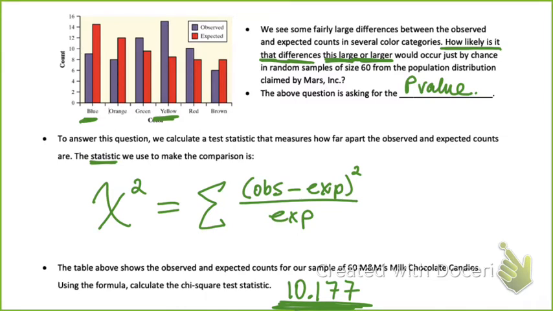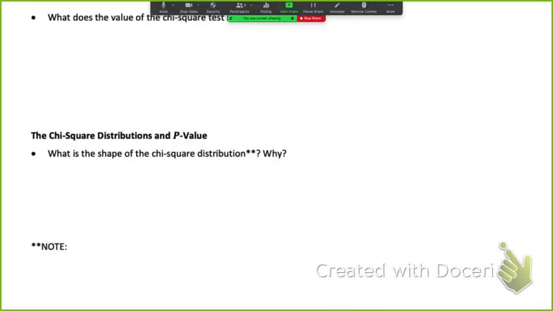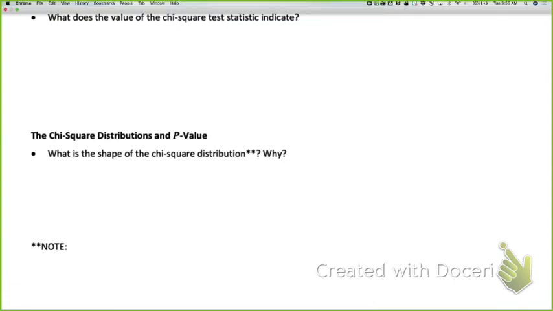Chi-squared is not a normal distribution. Oh my gosh. What are we going to do? No, we're not going to give up, you guys. We're going to continue, and we're going to figure this out. I'm so excited.